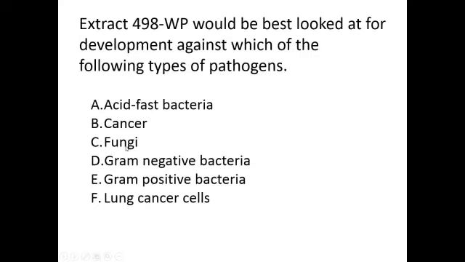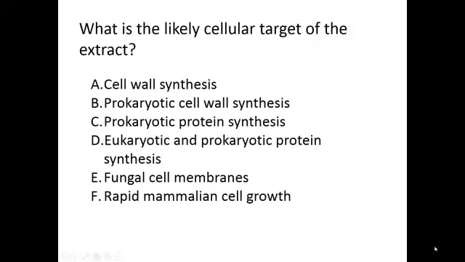So, it looks like we can eliminate A, B is a possibility, C is a possibility. We're going to get rid of D because it's not gram-negative bacteria. Gram-positive bacteria, lung cancer cells, that would be all fine and good, but this is more specific than this. I think we'd want to go with a broader range there. So our answers would be cancer, fungi, and gram-positive bacteria.